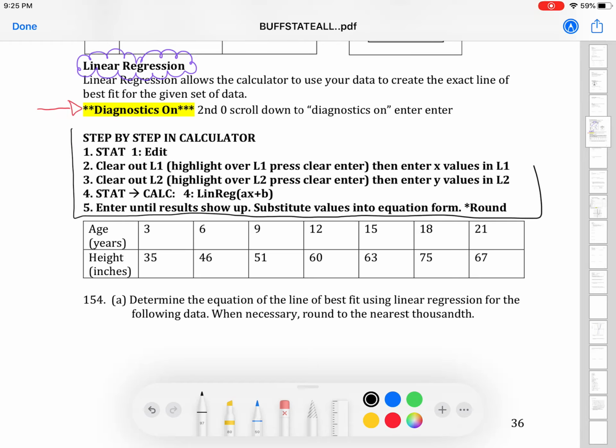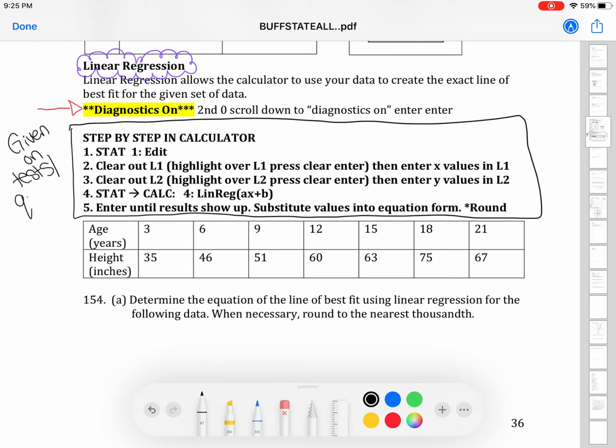Now, before we get into the step-by-step, this that I'm boxing in right now, you're going to love this part too. This step-by-step inside of the box is going to be given to you on tests and quizzes. Okay. I know you're kind of using everything open notes as it is, but that step-by-step will be given to you on tests and quizzes, available at the question that you need it.